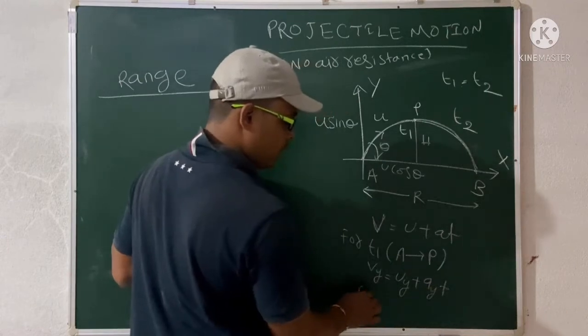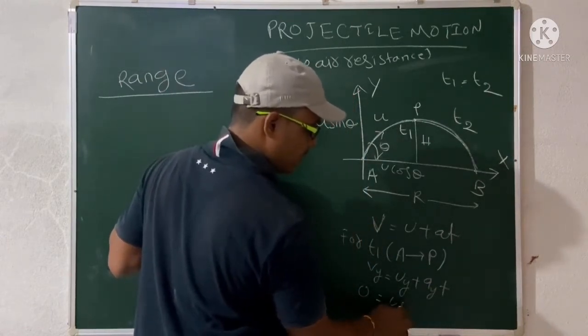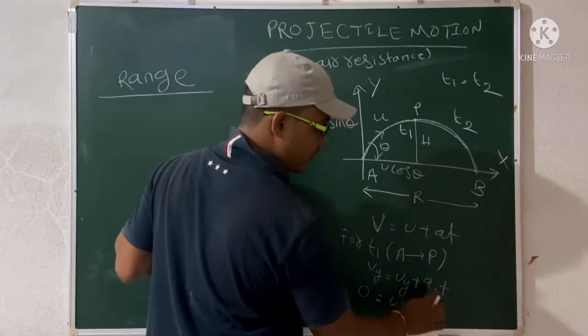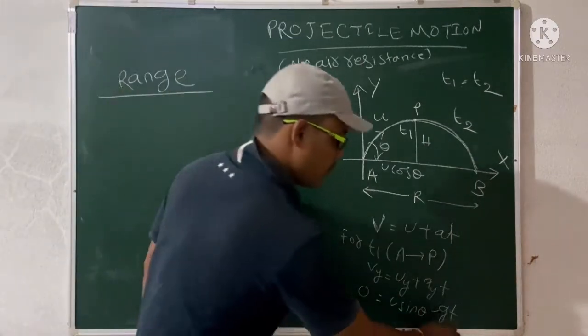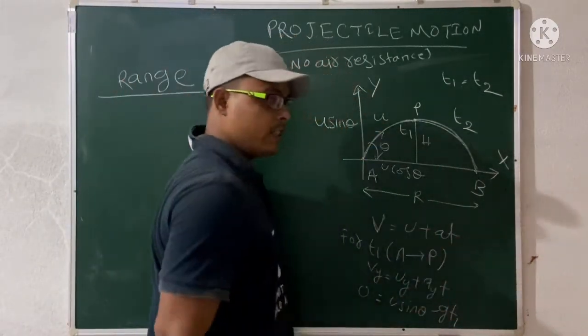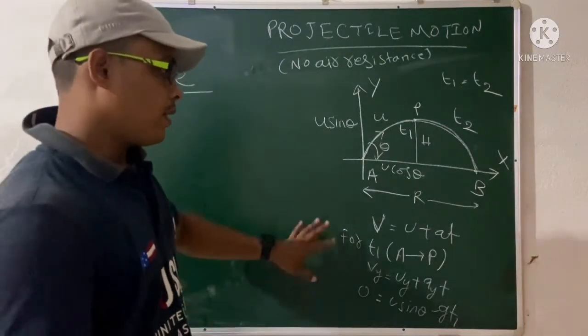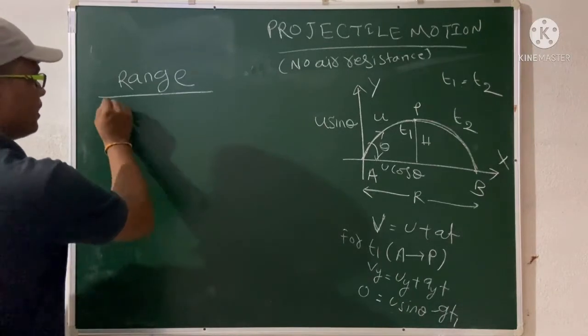What is the final velocity? 0. What is the y direction initial velocity? U sin theta. And then your Ay is minus g. Then you will solve this, then you will get this is T1, right? So what is T1? T1 equal to u sin theta by g, then that also equals T2. So what is the total time of flight? 2u sin theta by g, right? So next, what is the range?